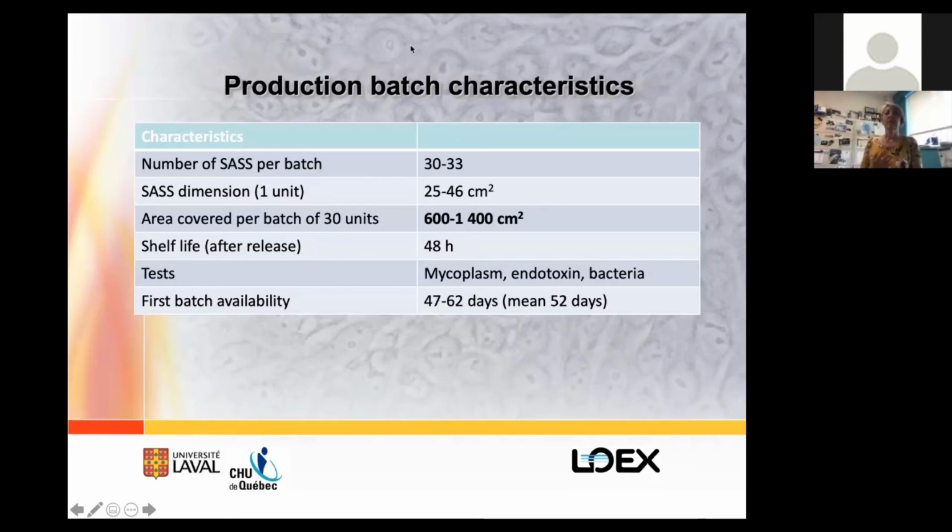So these are the characteristics of each production batch of skin substitute. Briefly, we can produce each week around 1,000 centimeters squared, and the shelf life of the skin is 2 days. So they have to be grafted very quickly. And of course, we evaluate the safety of this graft using assays for mycoplasma, endotoxin, and bacteria. And the most important thing, I think, for surgeons, and we have to decrease this time: between the day of biopsy and the day that we can send the first batch, the surgeon has to wait around 50 days. So it's a long time, so we have to decrease it.